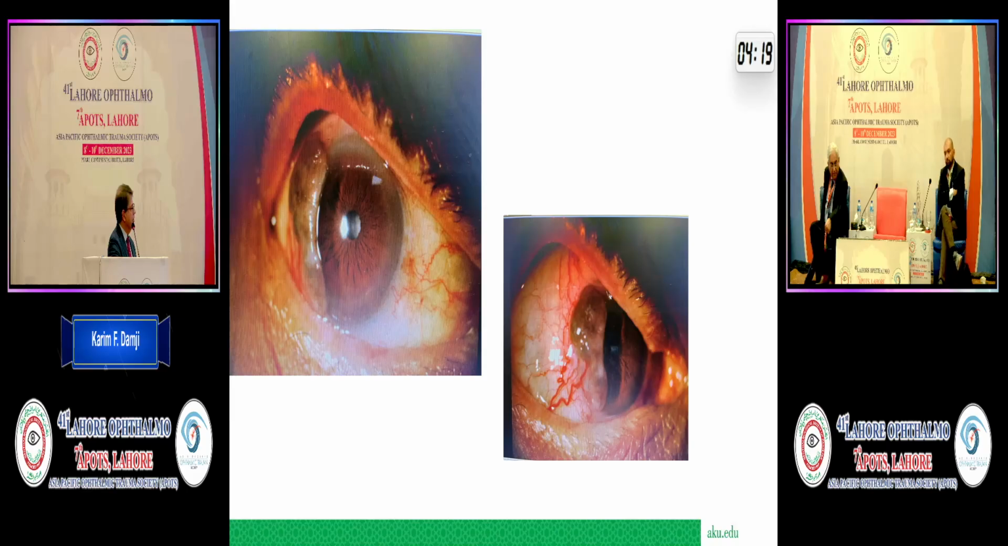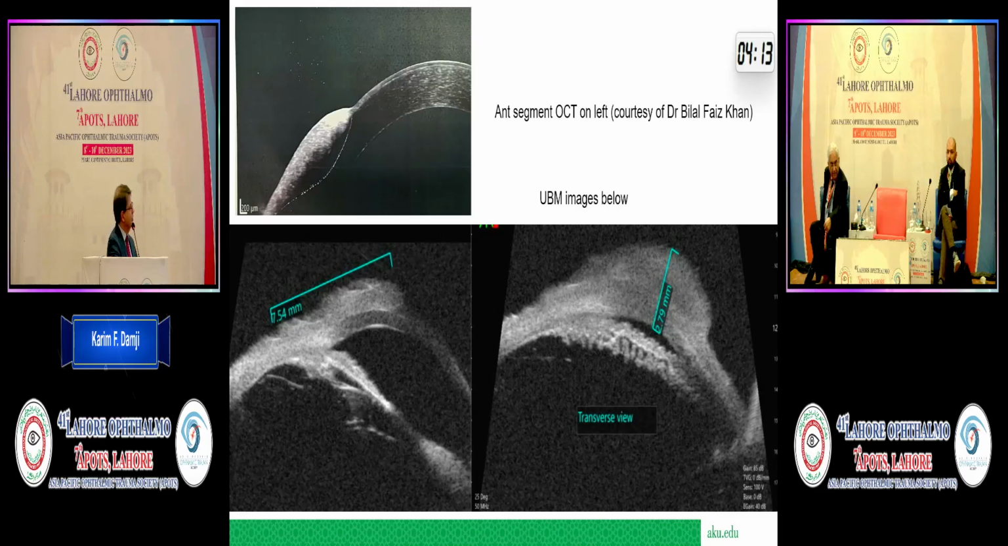This was a tumor that was sent to us. You can see some sentinel vessels, and we're wondering how deep does this penetrate. With OCT on the top image, you can actually not visualize how far it goes, but with UBM on the bottom portion, you can actually see that it does not penetrate into the eye. It does involve some scleral layers.